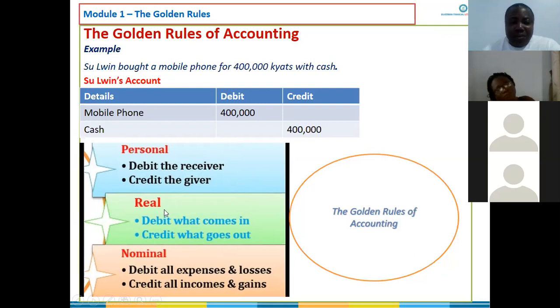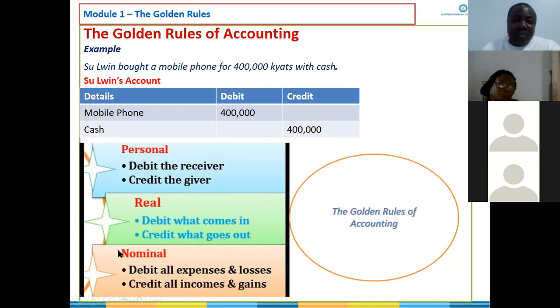We have another type of account called real accounts. This is called the assets and liabilities account. You will debit what comes in and credit what goes out. It is the same thing, but you may not see it to be so. Debit what comes in. So for your cash account, for example, if you have money given to you in your personal account and you have your T account, you put the money in. So you put the money at the debit side. And then credit what goes out when you make payment. For example, here, payment has been made, therefore money is going out, like a company account.